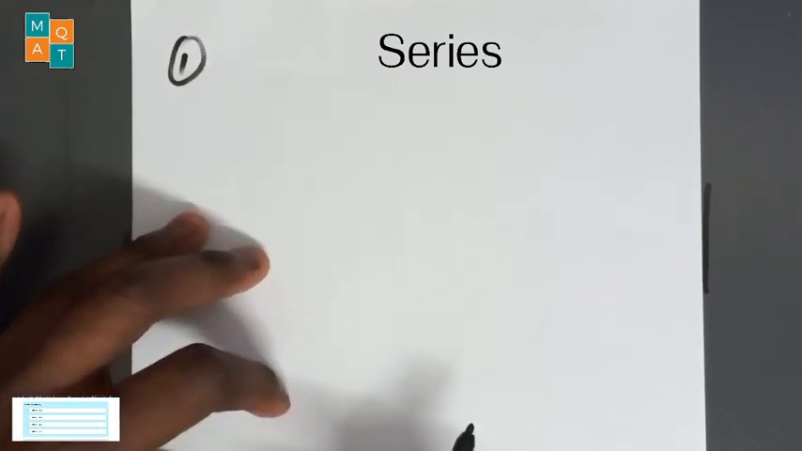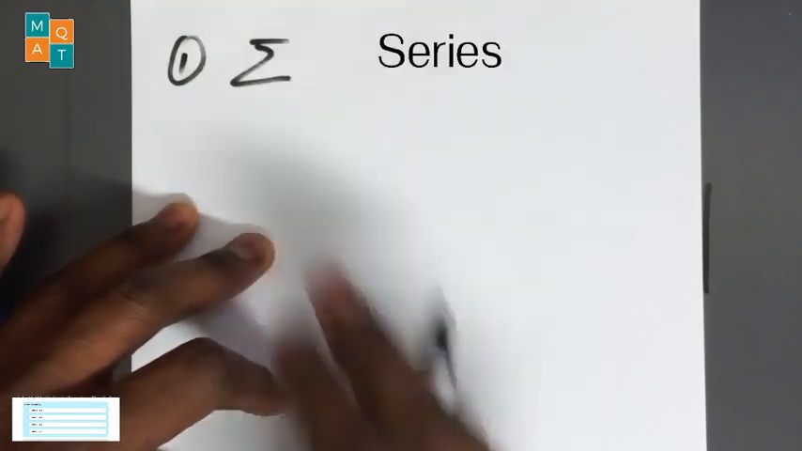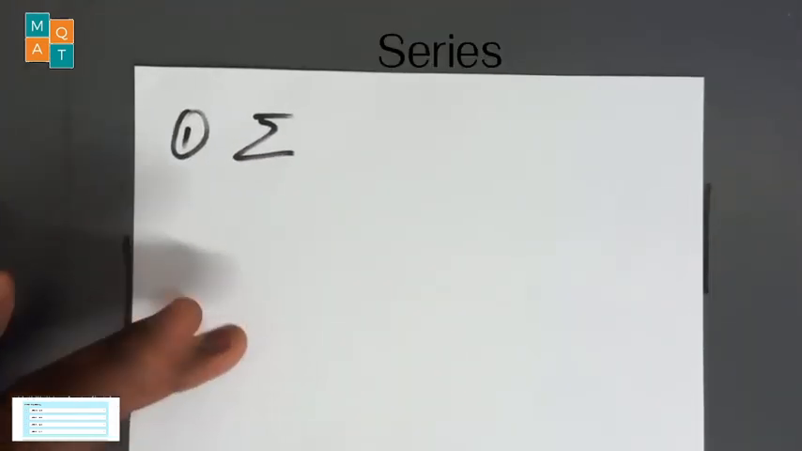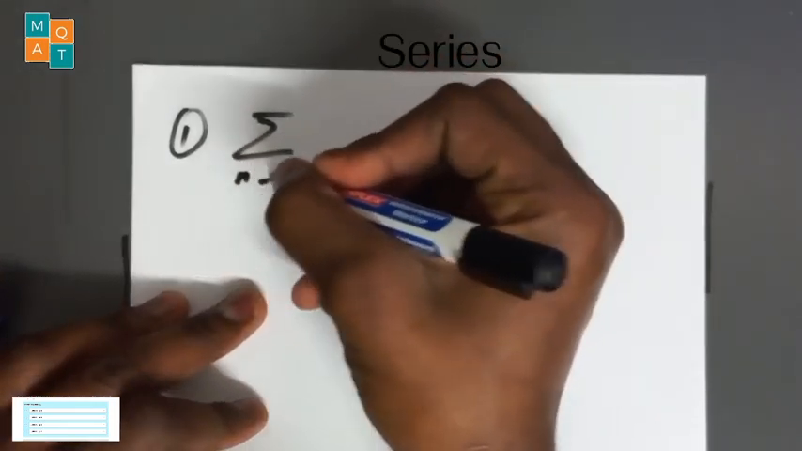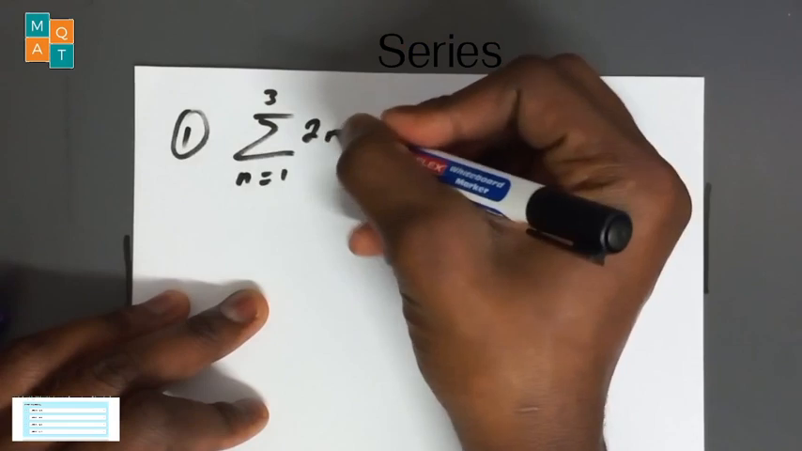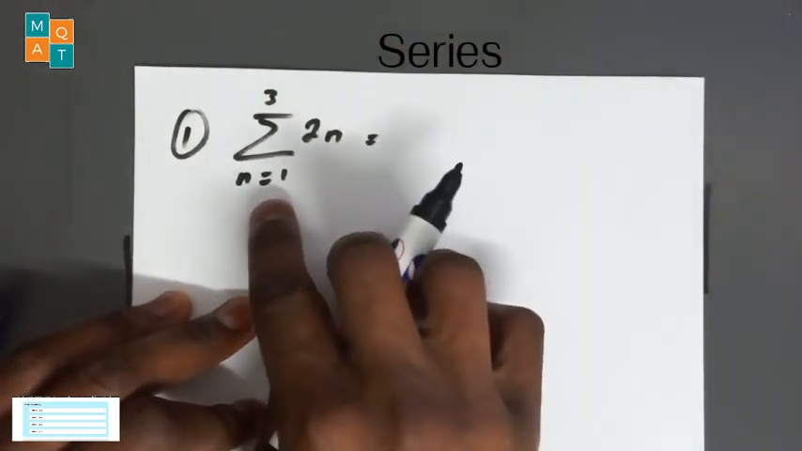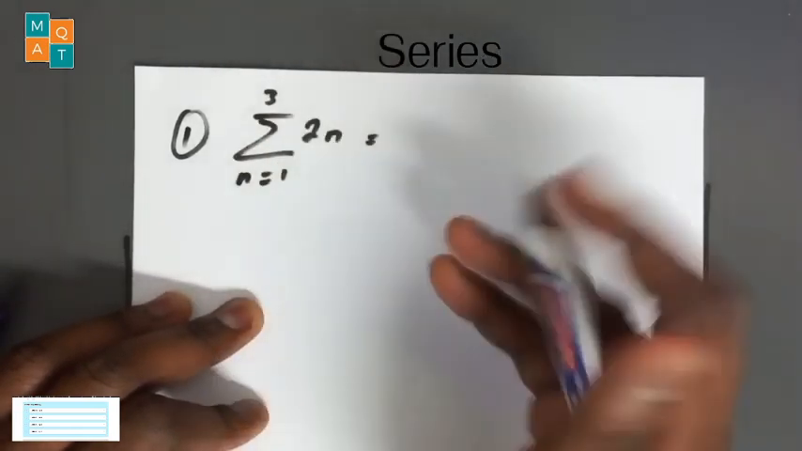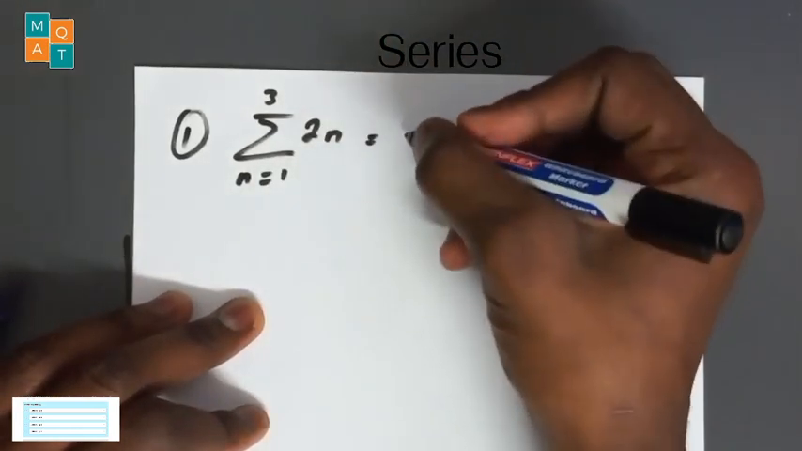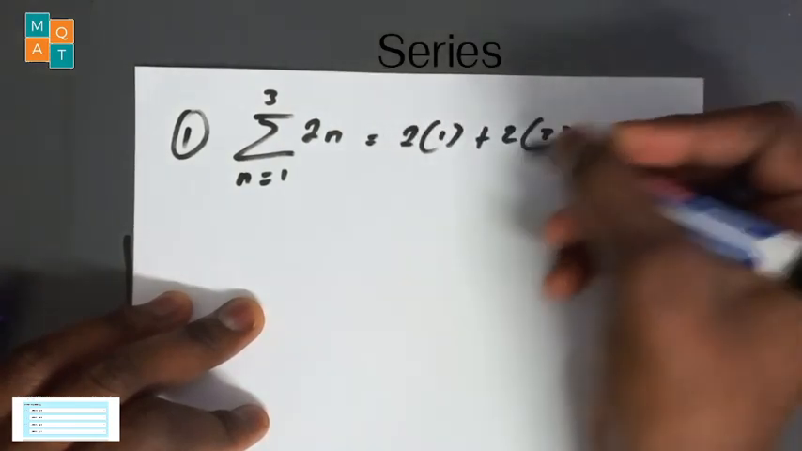Now, let's say sigma, where n is equal to 1 up to 3, and the rule is 2n. When you expand this, you're going to increment n from 1 up to 3, and while incrementing it, you put the values into n and add them. So we've got 2 multiplied by 1, plus 2 multiplied by 2, plus 2 multiplied by 3.